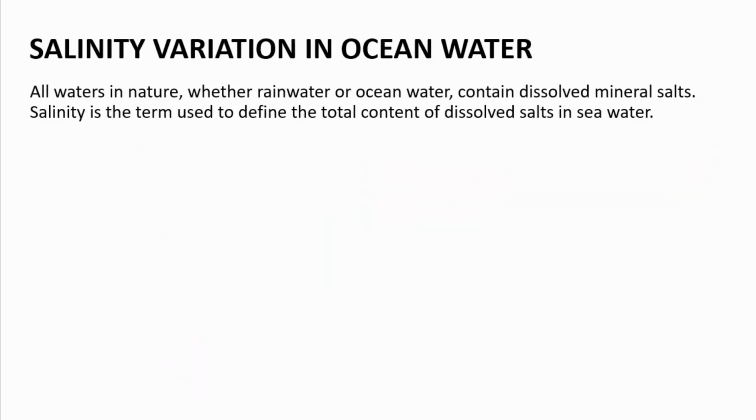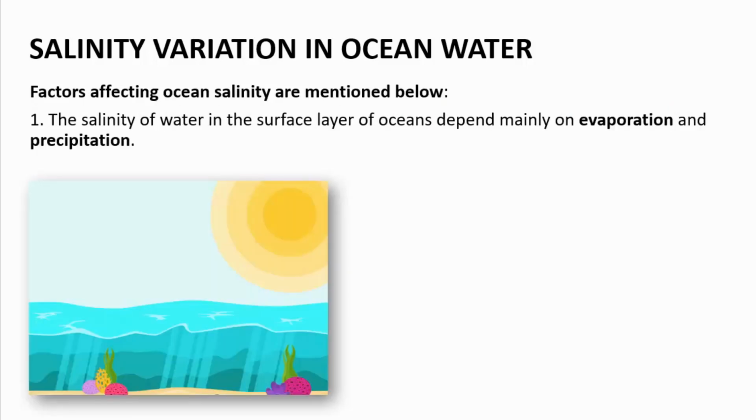Salinity. Now, what is this salinity? So, we all know that all waters in nature, whether rainwater or the ocean water, contain dissolved mineral salts. Salinity is the term which is used to define the total content of dissolved salts or dissolved minerals in sea water. Now, let's check out the factors that affect the variation of salinity in ocean water.